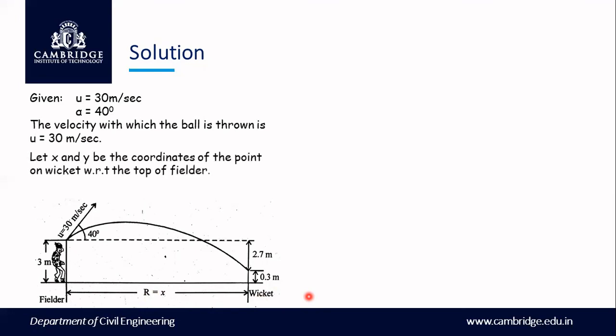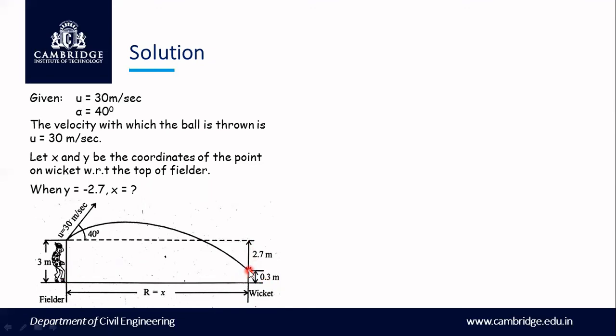As I said, let x and y be the coordinates of the point on the wicket with respect to the top of the fielder. So the point you see here is an unknown point. Let's call x comma y the coordinates of that point. We need to find that x, and y we know it. So when y is equal to 2.7 meter, what is x? We need to find out.